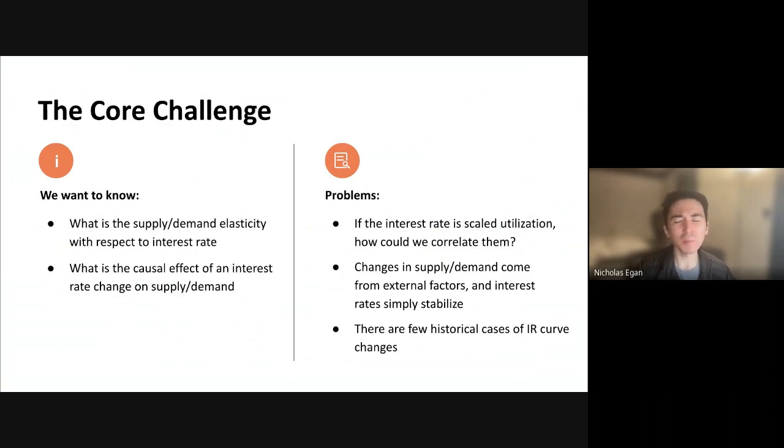Finally, there have not been many historical cases of interest rate curve changes that we could just simply look to and fit a model against.